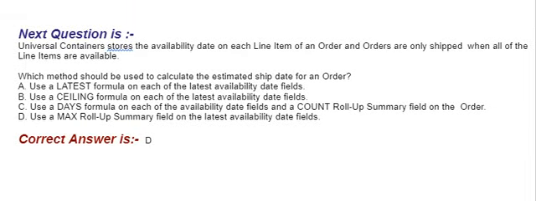Our next question is, Universal Containers stores the availability date on each line item of an order, and orders are only shipped when all of the line items are available. Which method should be used to calculate the estimated ship date for an order? Option A, use a latest formula on each of the latest availability date fields. Option B, use a ceiling formula on each of the latest availability date fields. Option C, use a days formula on each of the availability date fields and a count rollup summary field on the order. Option D, use a max rollup summary field on the latest availability date fields. Correct answer is option D.